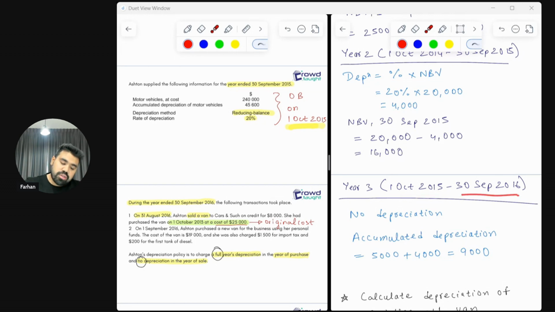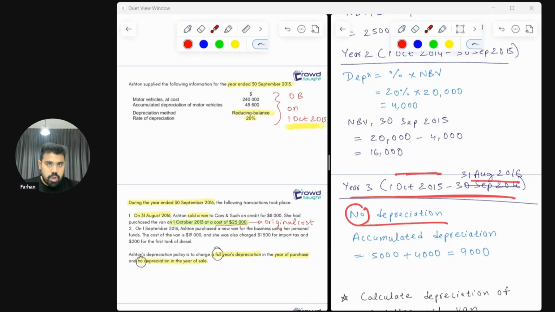Now, year three for this van would start on 1 October 2015 and end on 30 September 2016. Actually, not 30 September 2016. It would be 31 August 2016, because that was the day when we sold this asset, right? On 31 August 2016. And we understand there is no depreciation charged in the year of sale. That's the company requirements. So therefore, in our calculations for year three, which would start on 1 October 2015 and end on 31 August 2016, we're not calculating any depreciation, okay?